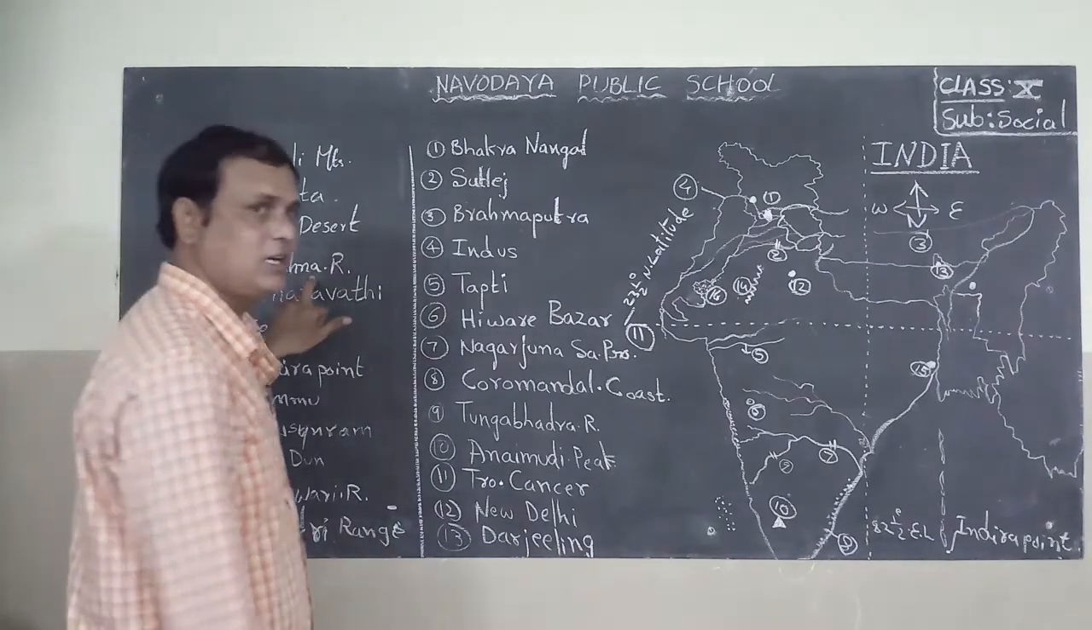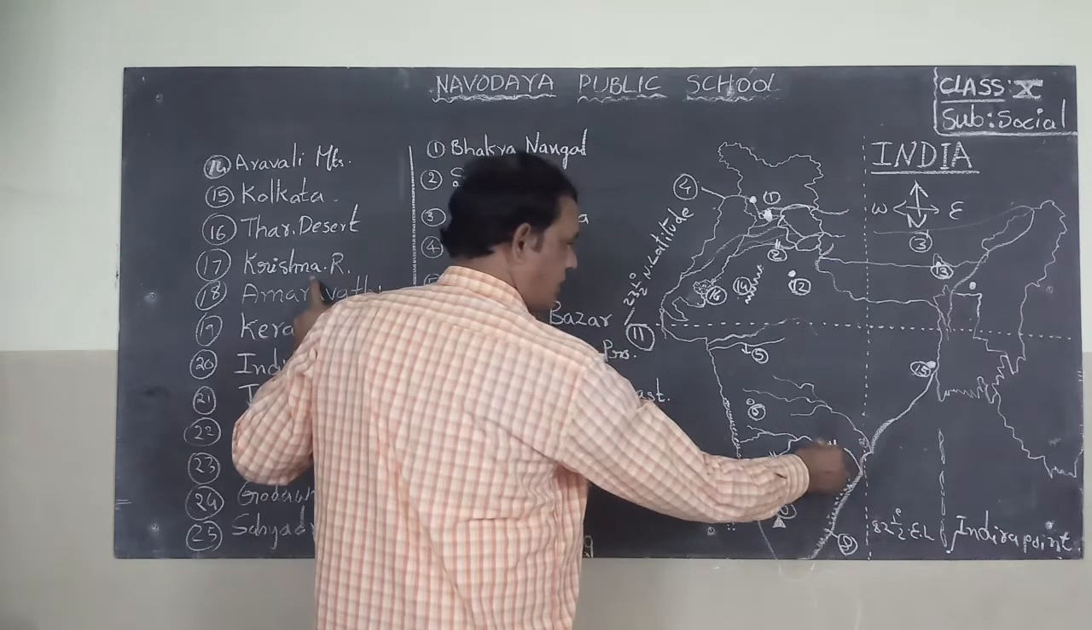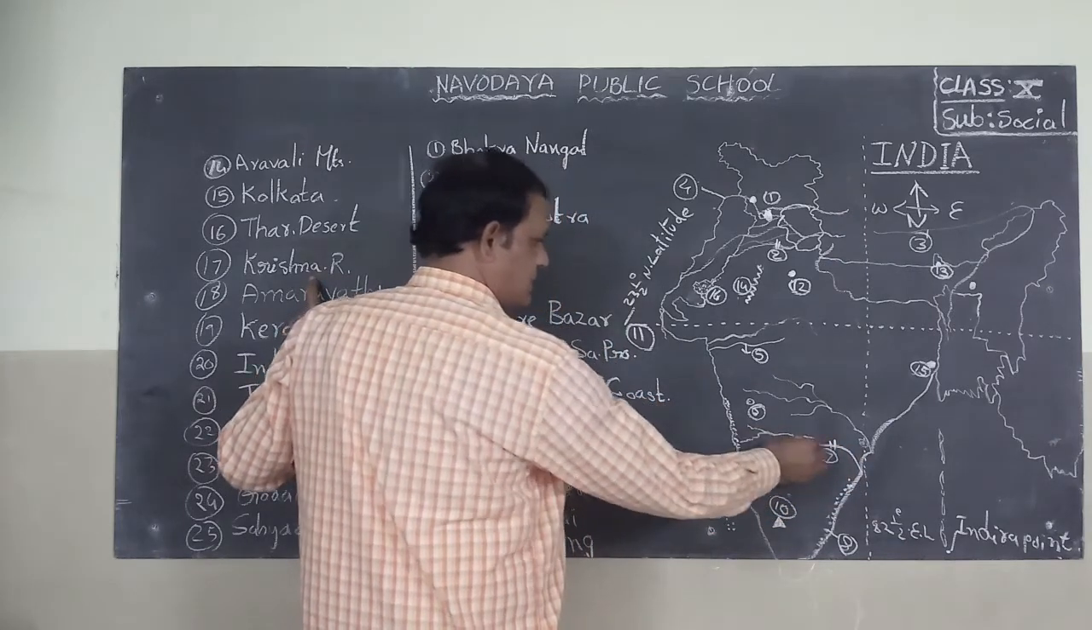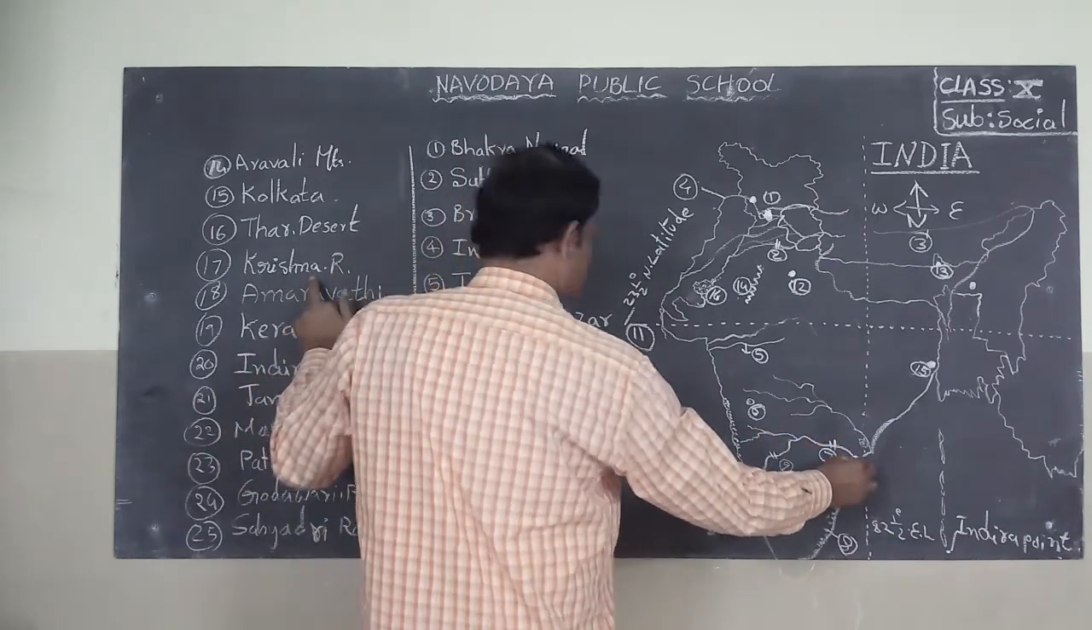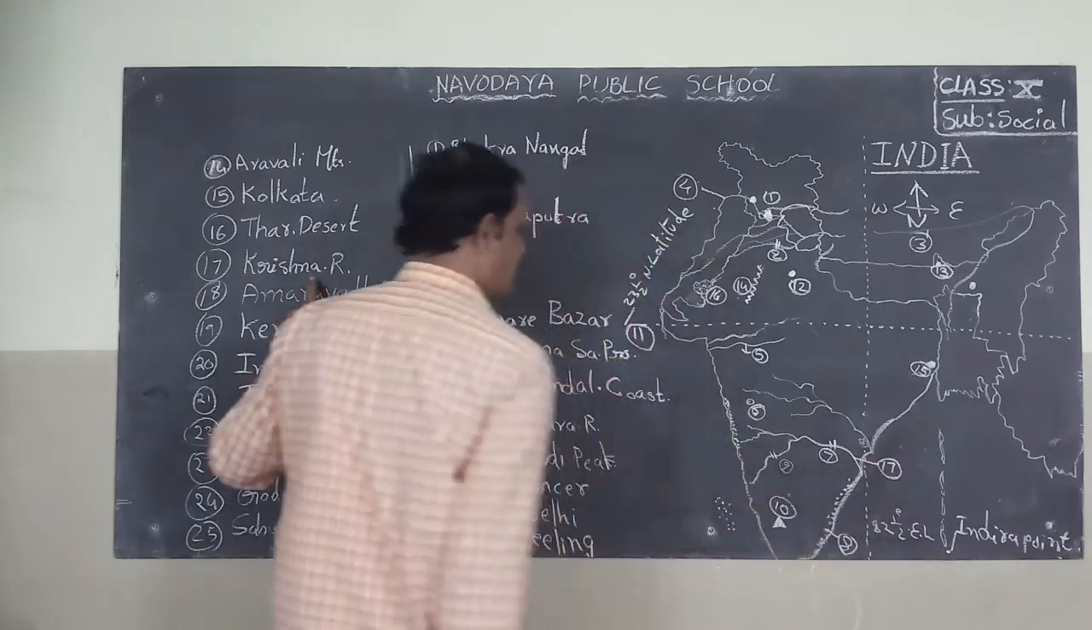Next, Krishna river. I said already. What is the Krishna river? Here, look at from this curve you draw like this. This is Krishna river. What is the number? 17. That is Krishna river.